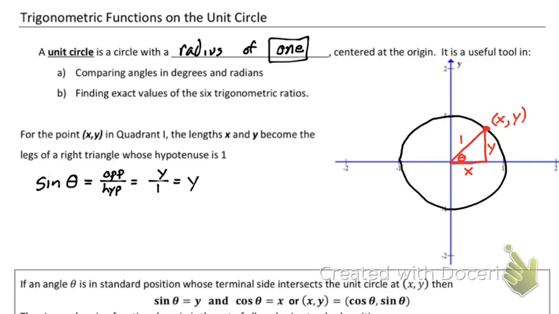Who wants to take a guess at what cosine theta is going to equal? It's a toughie. Sorry? It's going to equal x. If we follow that same train of logic, cosine of theta equals adjacent over hypotenuse. Our adjacent to theta is that value x. Our hypotenuse is still 1. So the cosine of that angle is going to equal x.